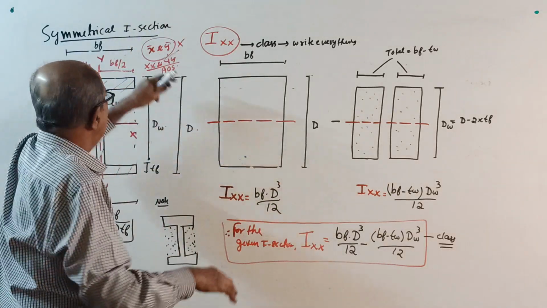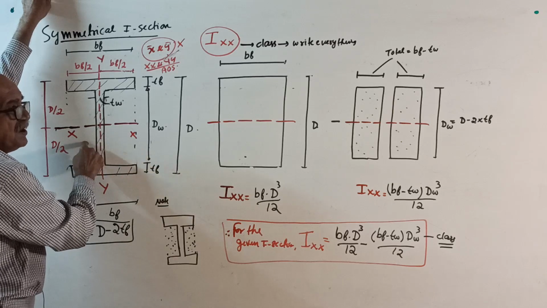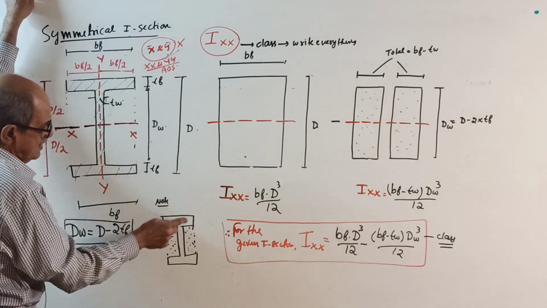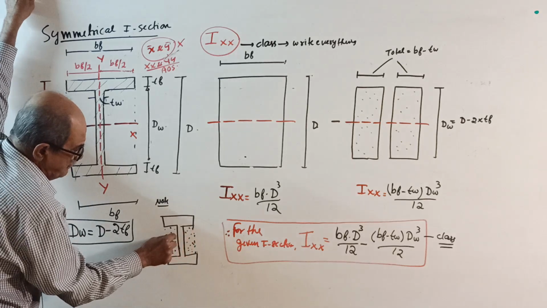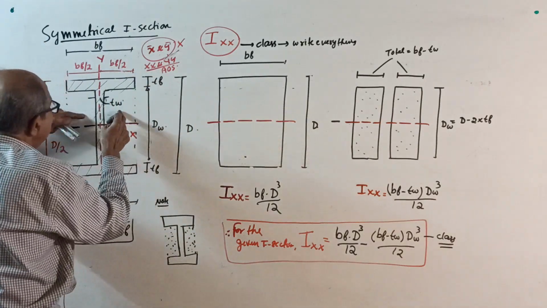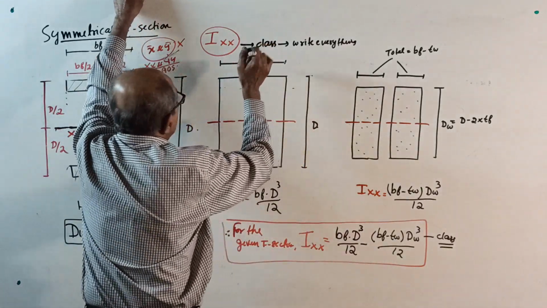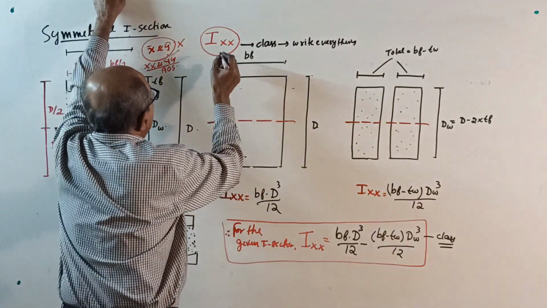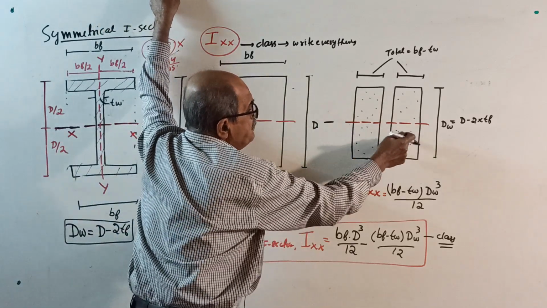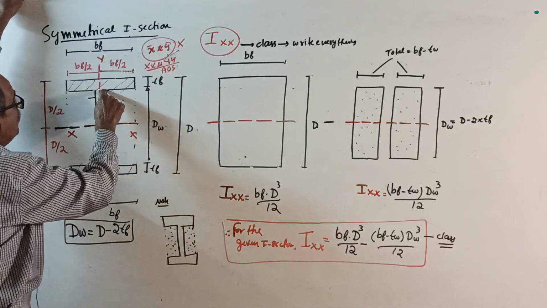Now, actually, the I section is not a full rectangle. See, there are two empty portions here. The two empty portions, see here, I have put dots. There are two empty portions here. So from this full rectangle, you subtract these two empty portions. So I used the sign minus here. You write here, your actual I section is full rectangle minus two empty rectangles. One empty rectangle here, one more empty rectangle here.